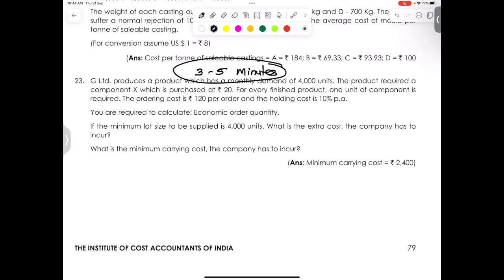Last 2 minutes, beta. Please, please, please put your 100% efforts into solving this question, because this is the most important topic of this particular chapter, material cost. If you have a strong grip on this topic, you can rest assured that whatever question is asked in the examination, you will be able to clearly crack it.